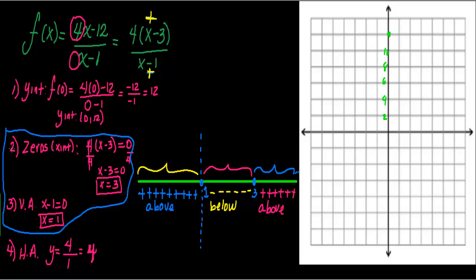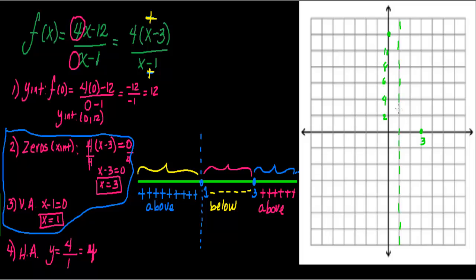And next thing are my zeros. Zeros is at x equal to 3. On my x-axis, I'm not going to count by 2s. I'm just going to count by 1s. So here's my 0 at 3. And my vertical asymptote is at 1. That means I have a wall here at x equal to 1. Here's your wall.